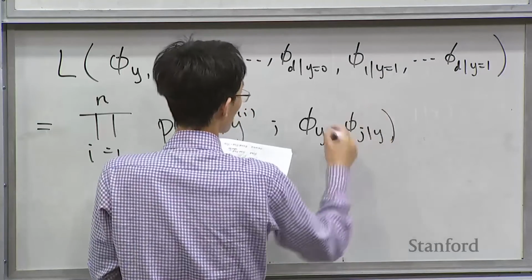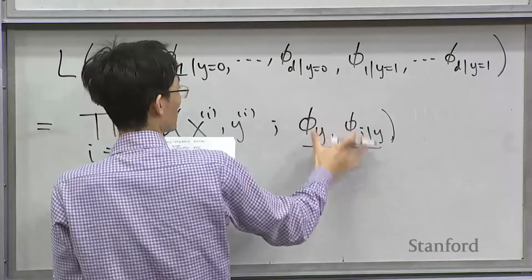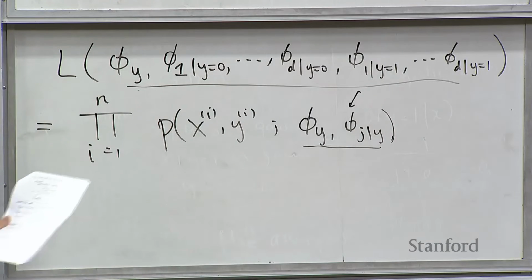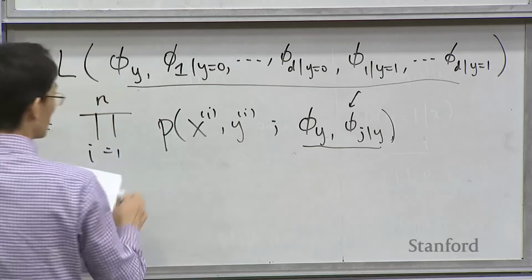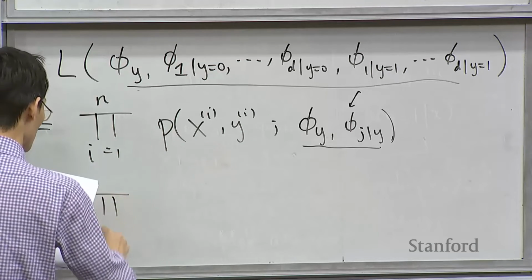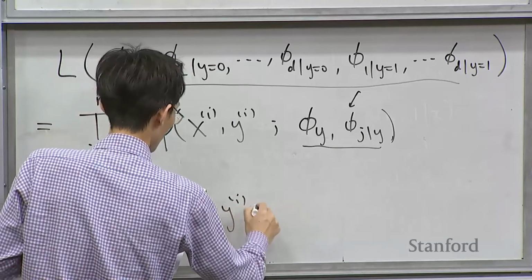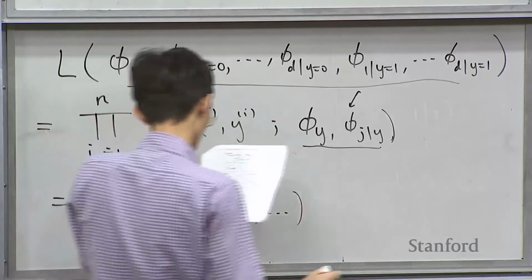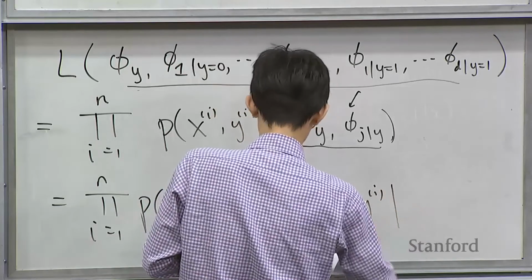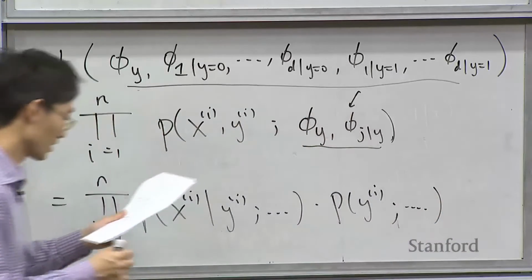So, I think this is just a convenience notation that denotes all of the parameters. This is the same as this. So far it's the same as GDA, and then you can also do the chain rule to make this x^(i) given y^(i), conditioned on the parameters, and then times p of y^(i) given the parameters. So when I use dot dot dots, I just mean all the parameters.